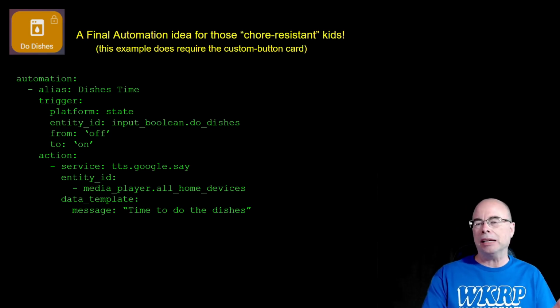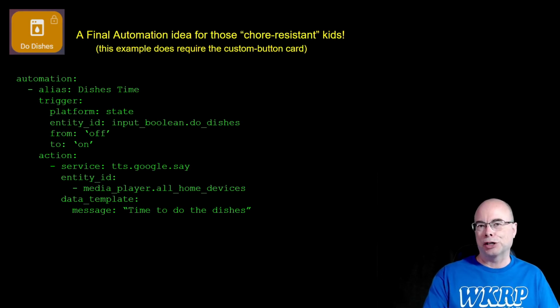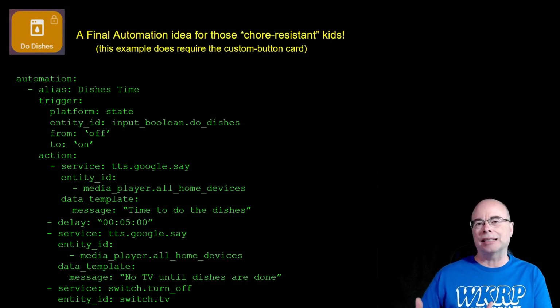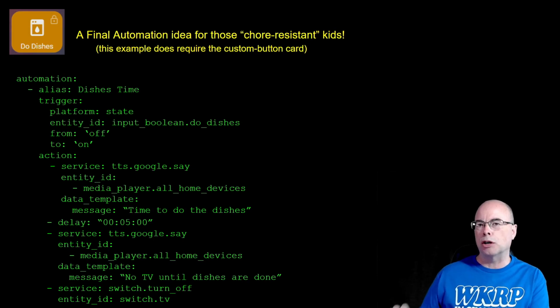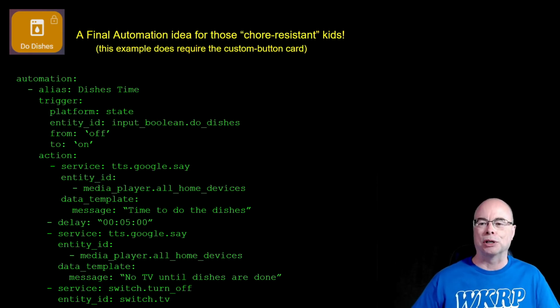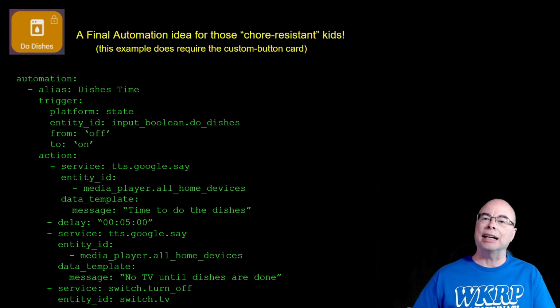Well, that might not be quite enough motivation to get your kids to actually come and say load the dishwasher. So we'll add a second action here. We're going to add a delay of 5 minutes. Now, that should technically be a timer, and when that timer expires, we could check the state again. But for simplicity, we're going to add a 5-minute delay, assume the kids haven't loaded the dishwasher. We're going to make an announcement again saying no TV until the dishes are done, and then we're actually going to turn off the TV.